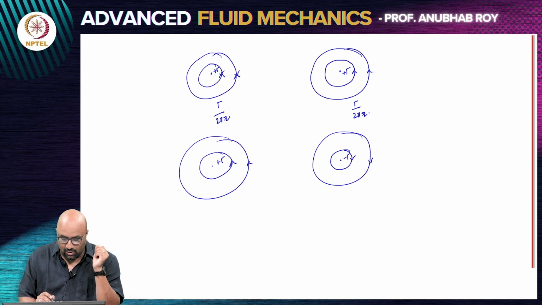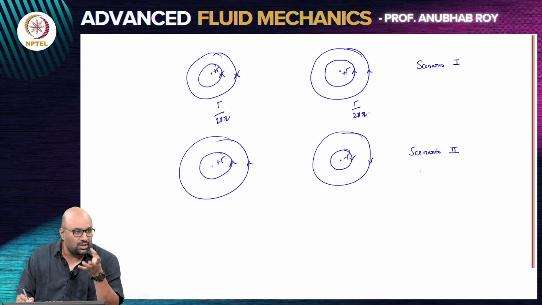And the question was the following: in scenario one, I have the 2 point vortices having the same sense of circulation. Same sense of circulation implies that they spin in the same manner. Whereas in scenario 2, they have an opposite sense of circulation, which again says that they spin in the opposite direction. So the question that we had was the following: how should they behave? Do they stay exactly in the same configuration?